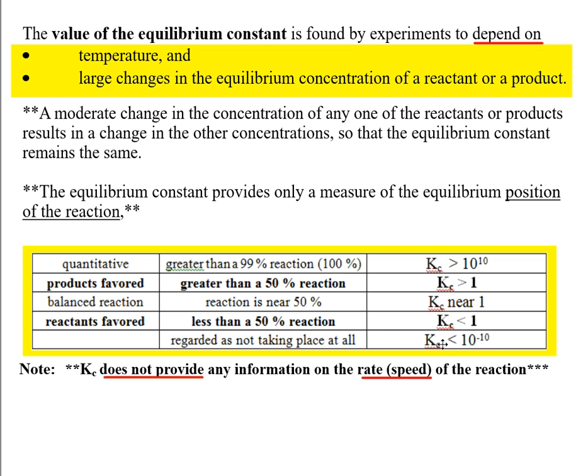If you have a Kc value that's very minute, 10 to the power negative 10, we regard it as not taking place at all. So no products are being produced, as the reactants didn't collide, or didn't have enough energy, or weren't in the proper orientation. Note, Kc does not provide any information on the rate or speed of the reaction.